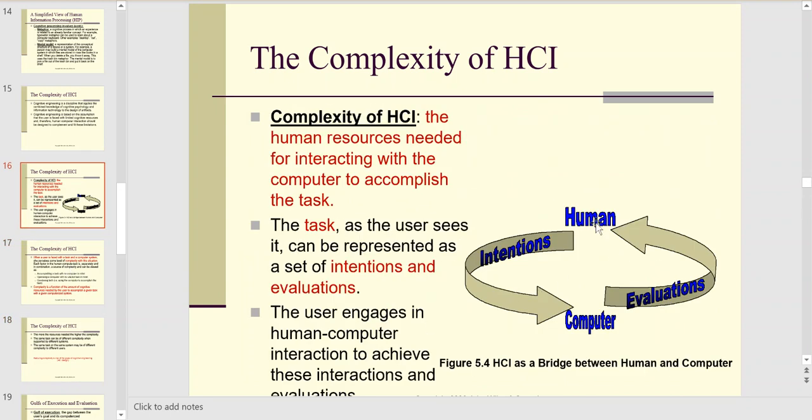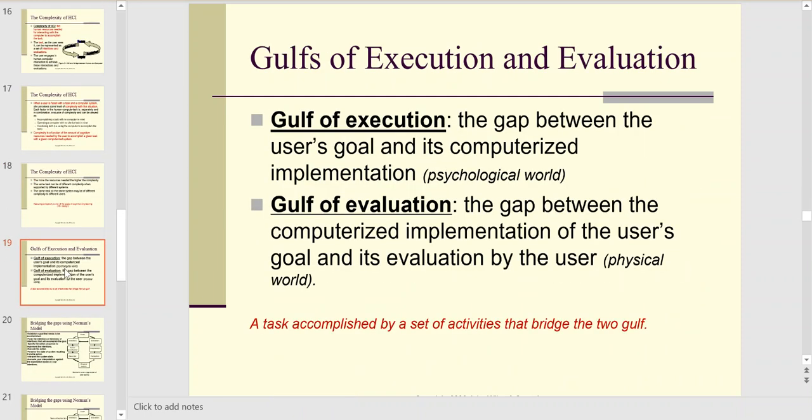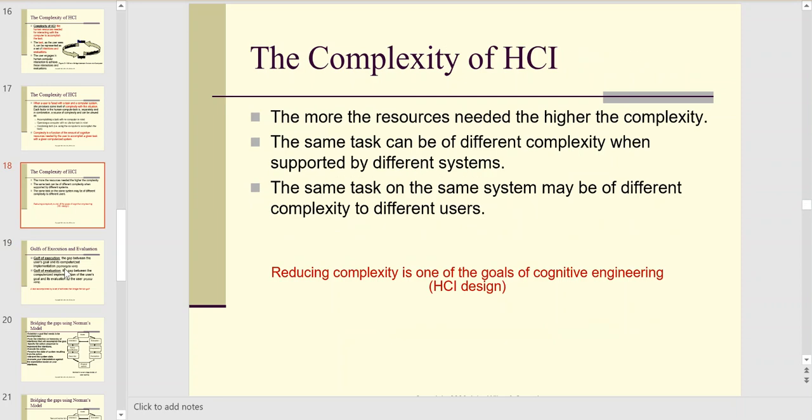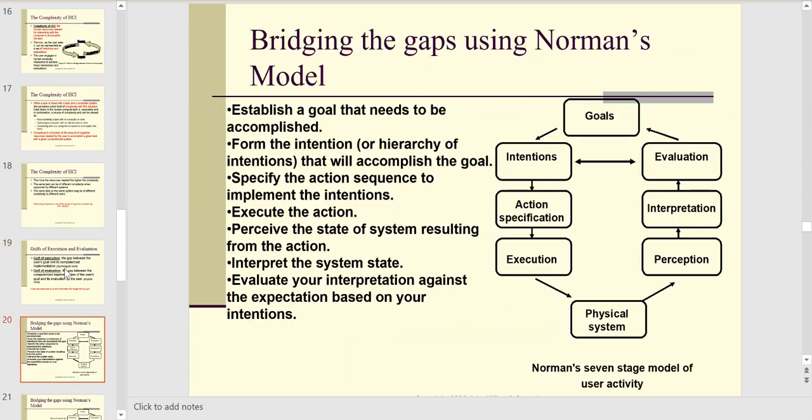If you see this diagram, we have some arrows. The task is usually represented by intentions and evaluations. I will keep it aside and come back to it later on. Okay, I will skip this one as well: gulf of execution and evaluation.